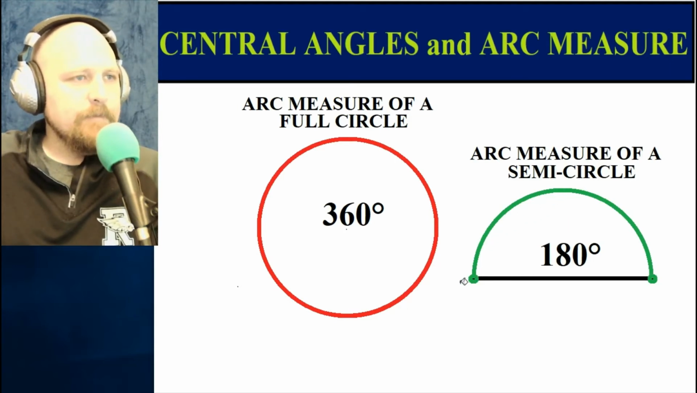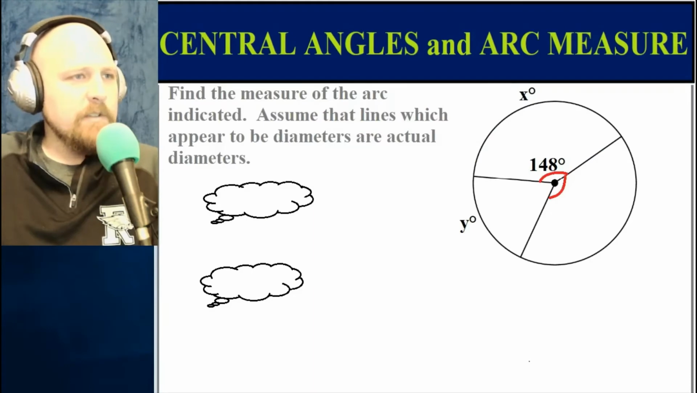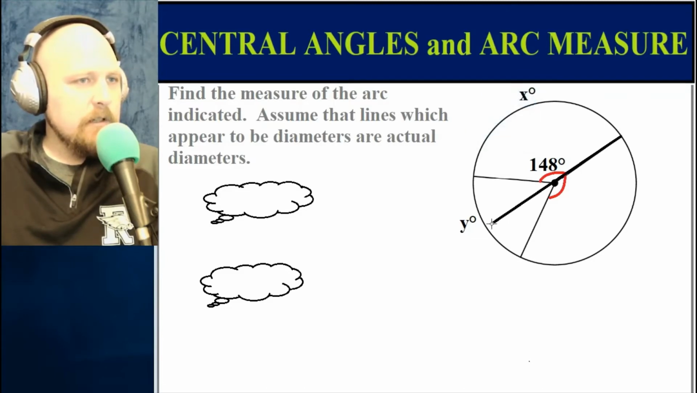So if you have a diameter of the circle, then you know that a semicircle has been created in some way. First example that we have here is to find the measure of the arc, in this case arcs indicated. Assume that if there's a line that looks like a diameter, then it is a diameter. If you look here, these lines do not continue straight across. If we did have a diameter, it would look something like this. It'd go all the way across. But we don't have that diameter.